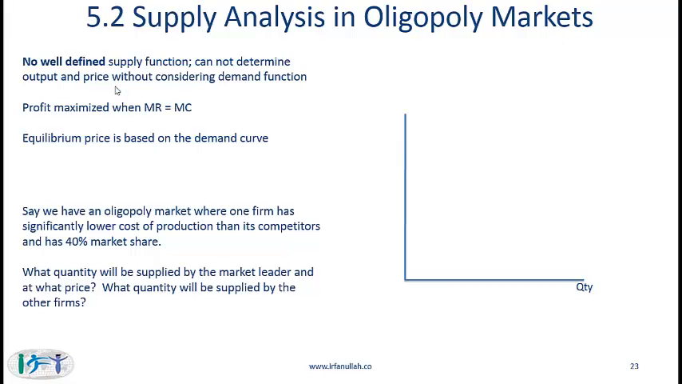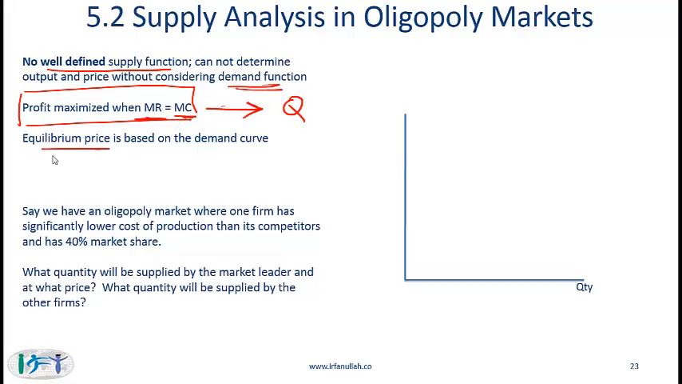As with monopolistic competition, the supply function is not well defined. We cannot determine the output and price without considering the demand function. But note that as with all other market structures, profit is maximized when marginal revenue is equal to marginal cost. So this drives the quantity that is produced. The quantity produced must be such that marginal revenue equals marginal cost. That maximizes profit. What then should be the equilibrium price? The equilibrium price is based on the demand curve.